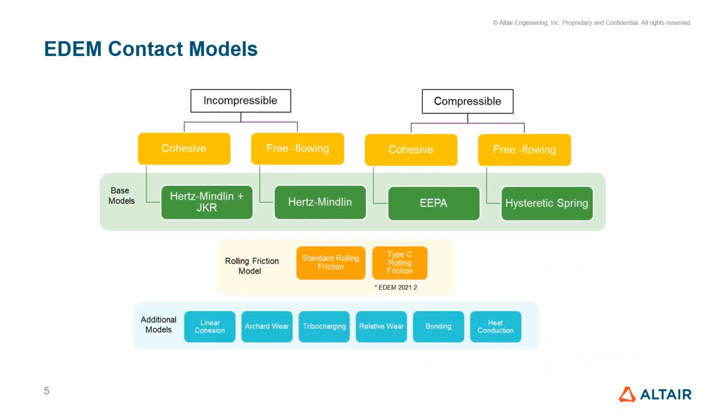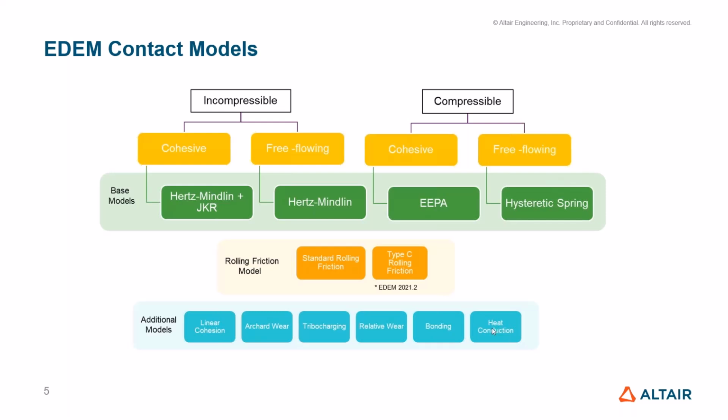Contact model classification in EDEM. Predominantly, contact models are classified into two categories. One is incompressible material and the second one is compressible material. If the bulk material is incompressible with cohesive in nature, then you have to choose Hertz-Mindlin with JKR. If the bulk material is incompressible with free flowing in nature, then Hertz-Mindlin no slip contact model is the right physics model. All these four will be classified under the category of base model, and along with the base model, we have to define a rolling friction model.